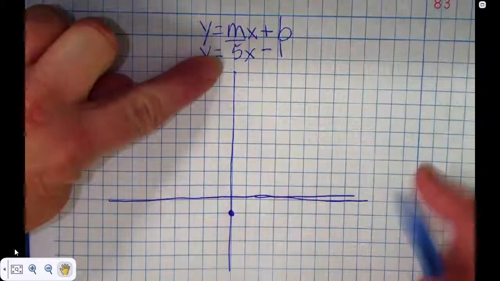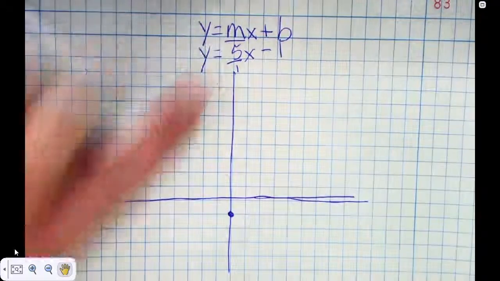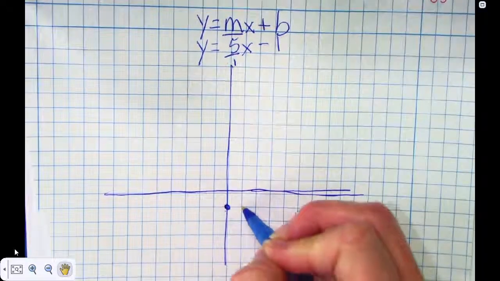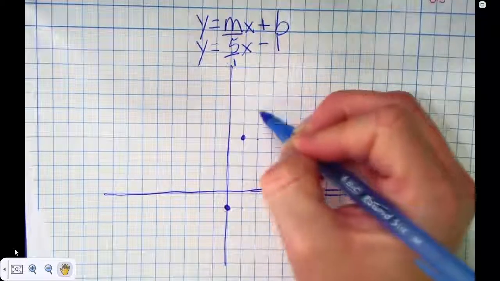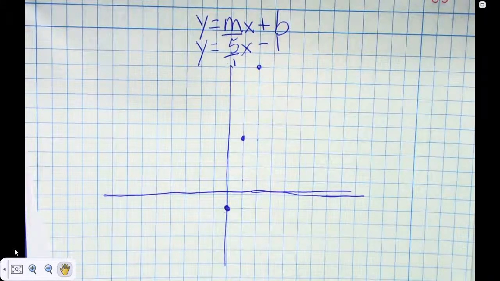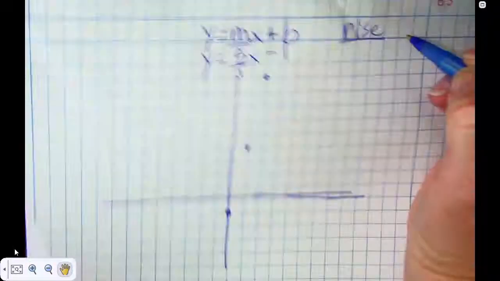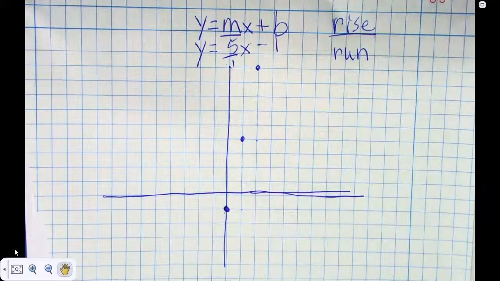Now the slope is 5, so I'm going to put 5 over 1. This is a review, guys. I shouldn't be teaching this. So what are we going to do from this point? Run 1, up 5. Run 1, up 5. That's all you're doing. Hey, write this at the top of your board too: rise over run. Guys, we're reviewing. You should all be answering me.